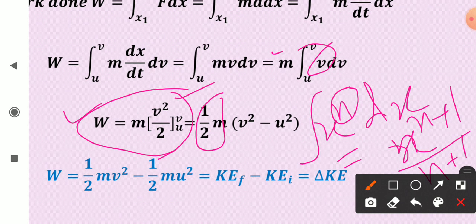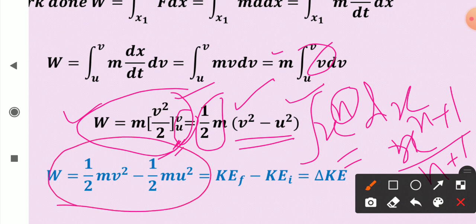And limits: once you use the formula, you write the limits on the right side. So here the lower limit is u, the upper limit is v, and inside the bracket we take upper limit minus lower limit, v square minus u square. And now open the bracket. So the work done W is equal to half mv square minus half mu square.